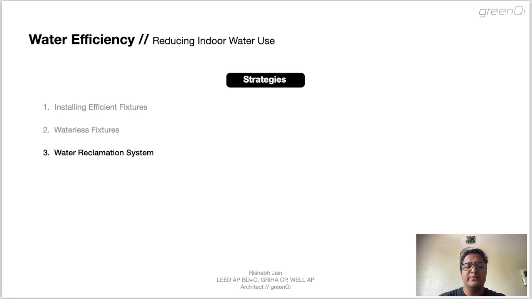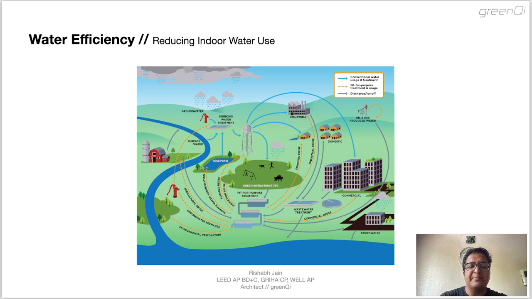The third strategy would be using water reclamation systems. Let's understand what this is first. Water reclamation basically means making use of water that was intended to go down the drain or storm sewer. It can be said to be reusing the water after processing it. Once the water is reclaimed, it can be used in place of potable water in various applications. Depending upon the use, the reclaimed water may or may not require treatment.